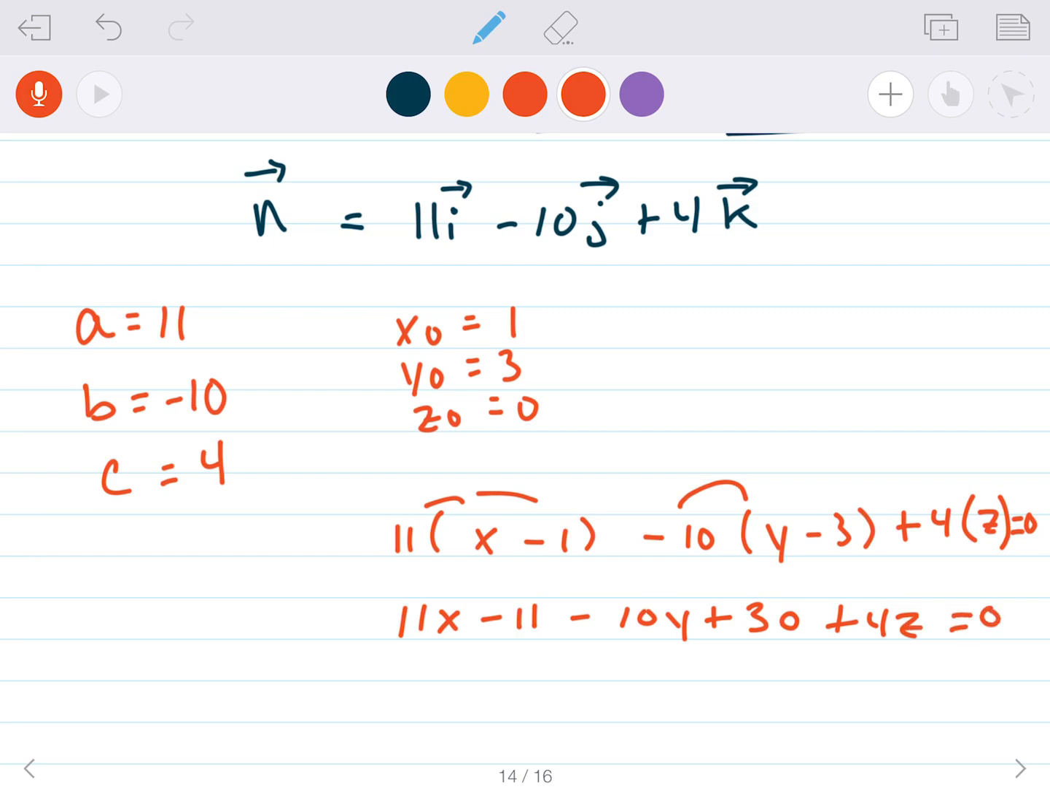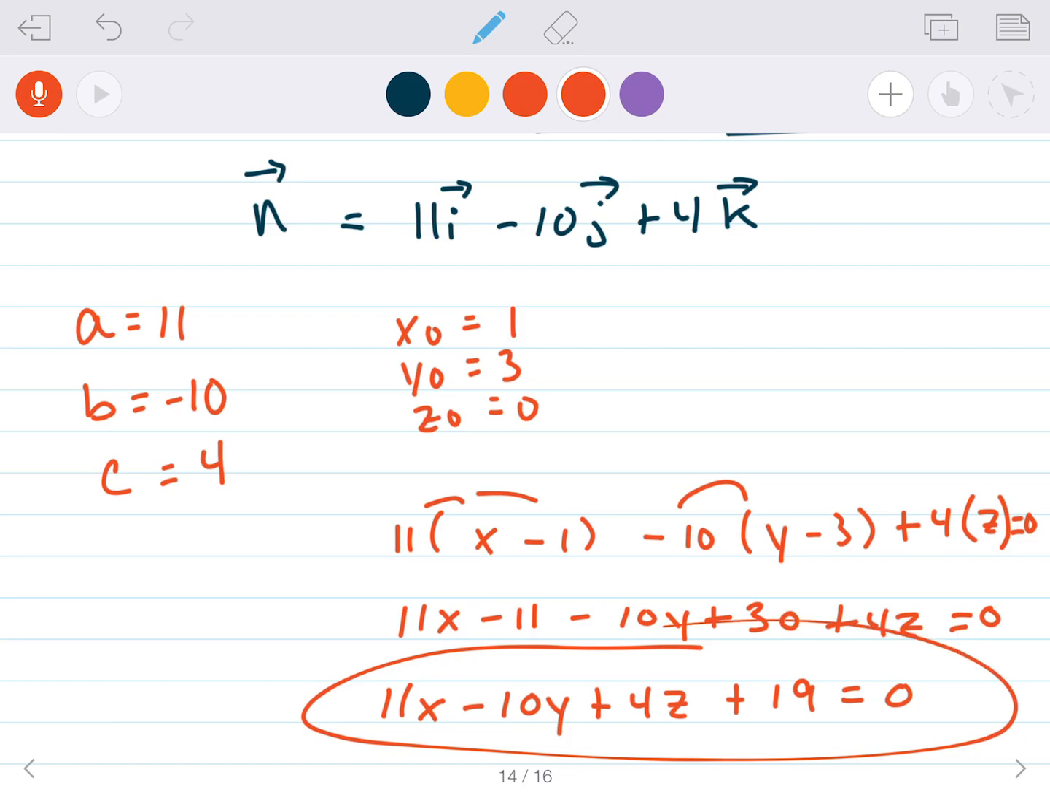And then, let's see, this is going to be 11x minus 10y plus 4z plus 19 equals 0. So that is going to be the equation of our plane. And again, this is the normal vector to the plane. This is the vector that is perpendicular to any other displacement vectors on the plane.